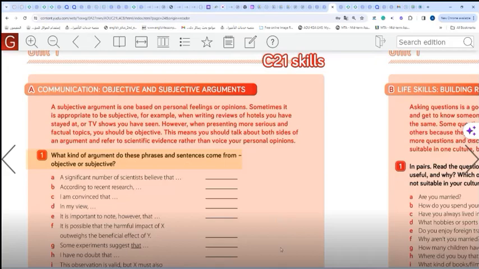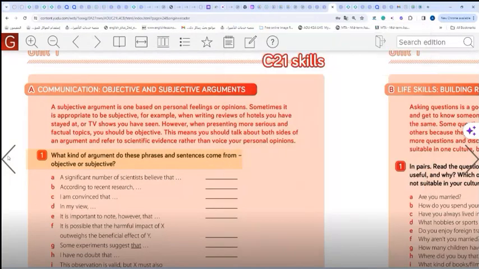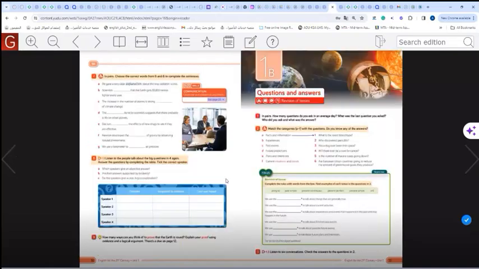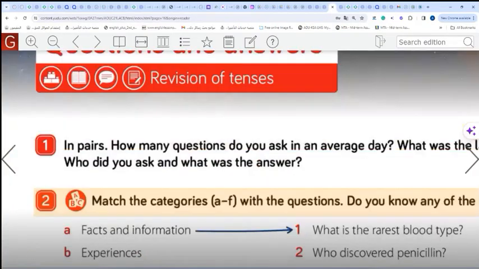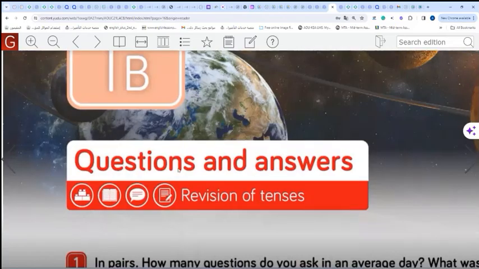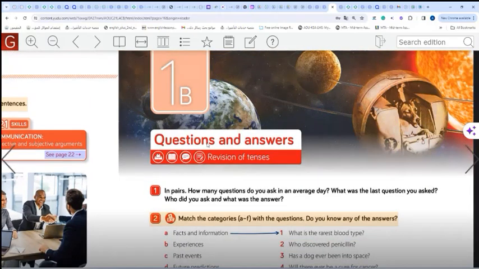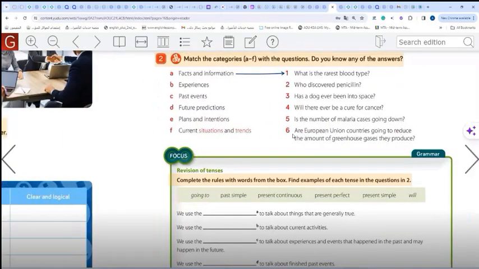Okay. Now dear students, let's go back here to 1B, and I'm going to show you the important points. Dear students, when I say questions and answers, revision of tenses, lesson B is going to concentrate on grammar. And this is the second important point or area that we need to focus on.